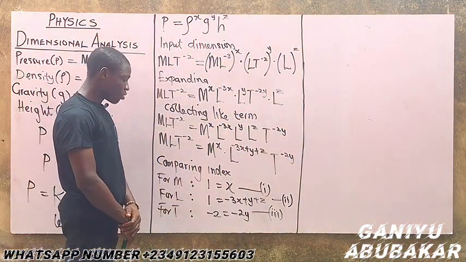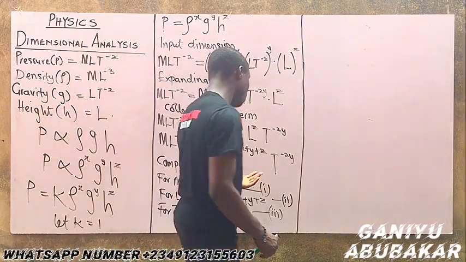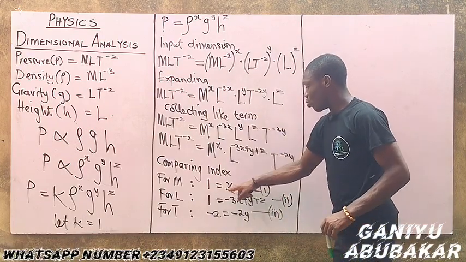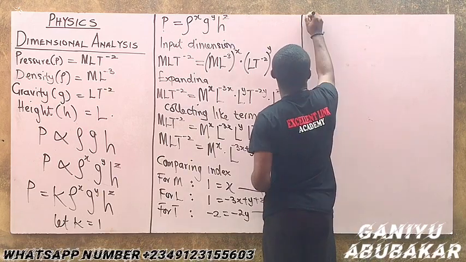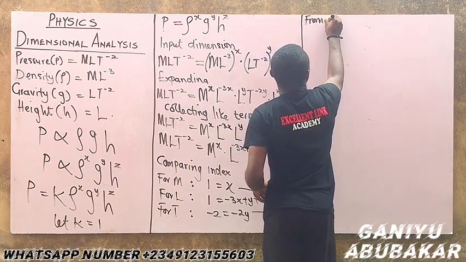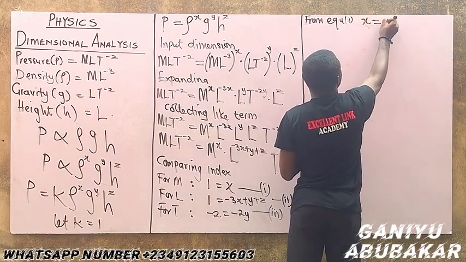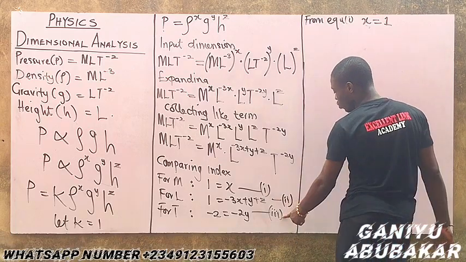Right, next task is to what? Solve equation 1, 2, and 3 simultaneously. It is very clear that equation 1 is telling me that 1 is equal to x. So it means x is equal to 1. From equation 1, x is equal to 1. That's very clear.